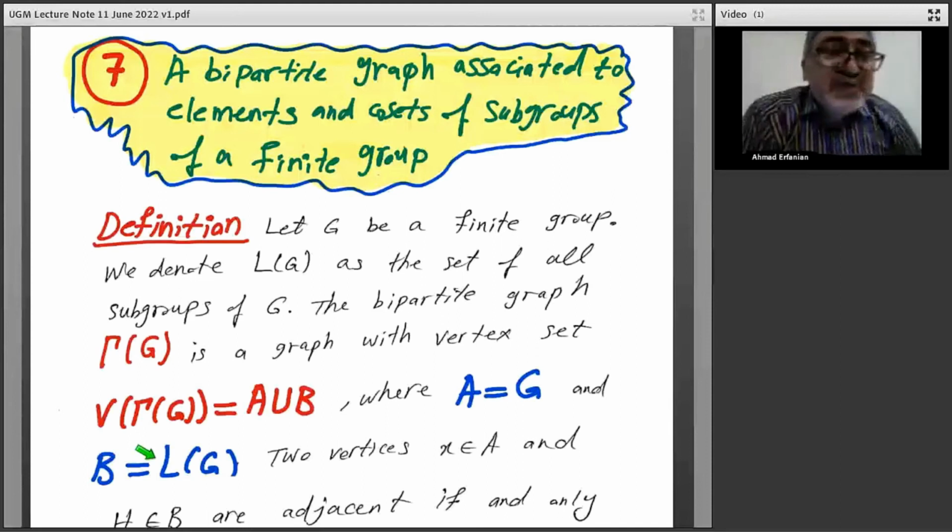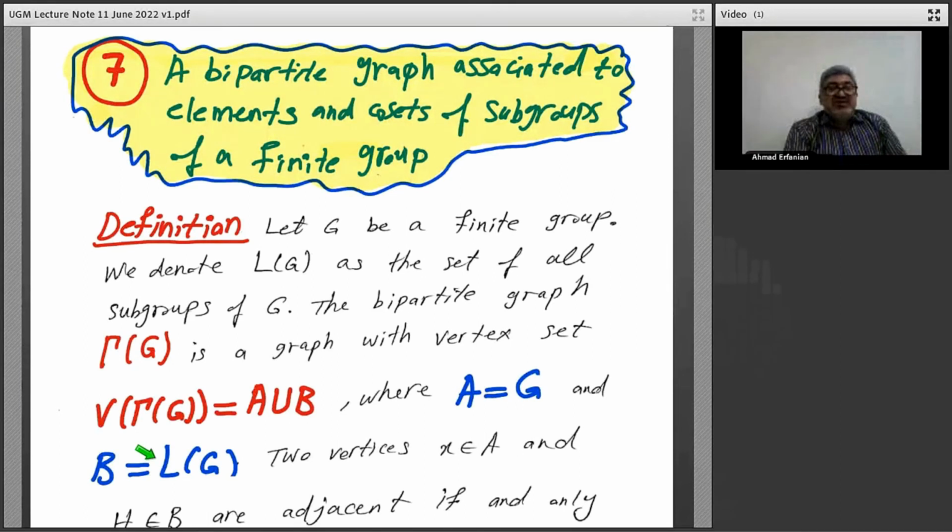Okay, now let me define the algebraic graph number 7. Sorry that I have to save my time to define an algebraic graph as much as we can in this lecture.